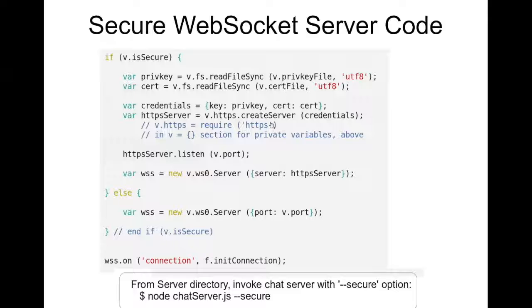I have require HTTPS, so it's going to be able to do that. And then it's going to say listen on our port, whichever one we've decided we want to use. And then it's going to call the WS server function, only in this case with an object that has a server key instead of just a port key. So that's how WS is going to know this is a secure representation as opposed to unsecure.